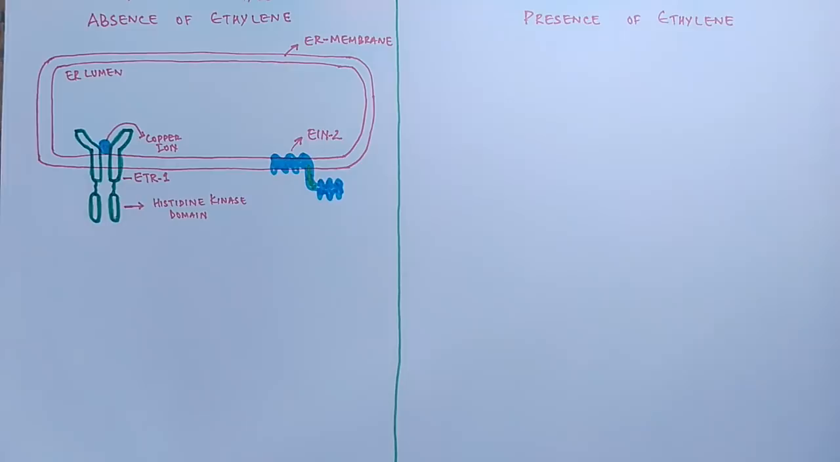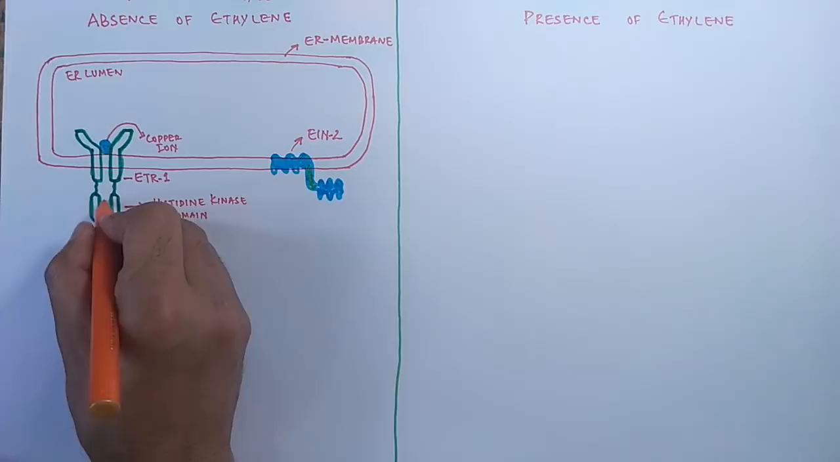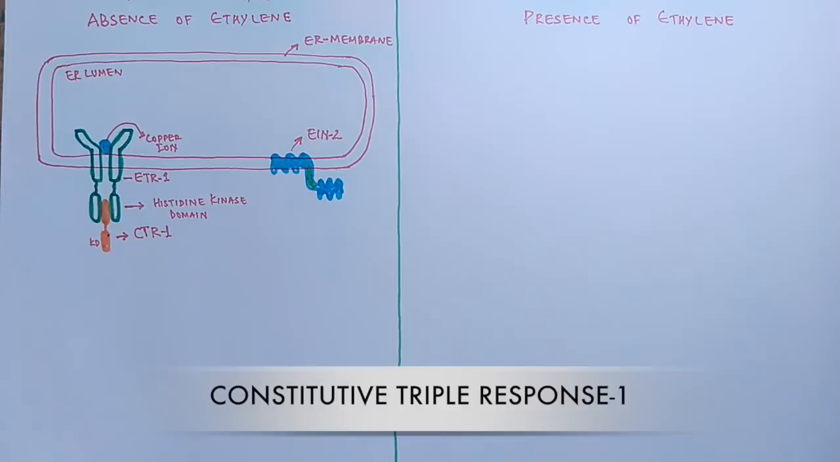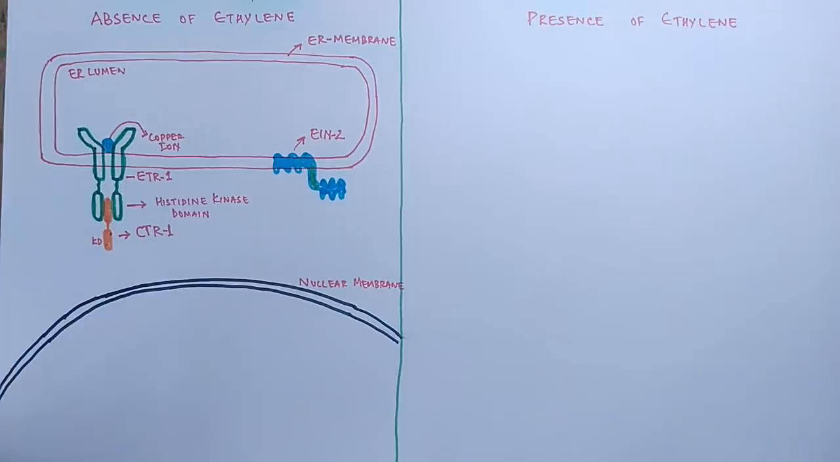Now getting back to the ETR1 receptor. It has a downstream molecule attached to it in the form of the CTR1 molecule, as shown in the diagram in this orange color, which has a kinase domain, and on the below side we have a nucleus. So when there is no signaling molecule, meaning there is no ethylene present.